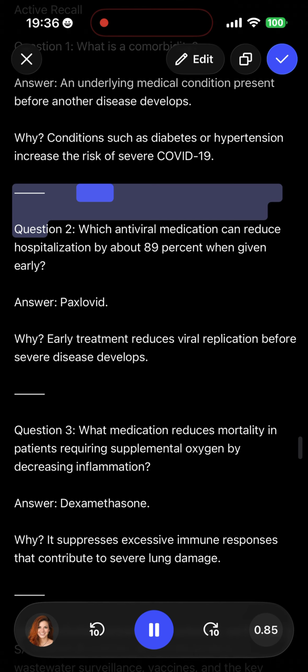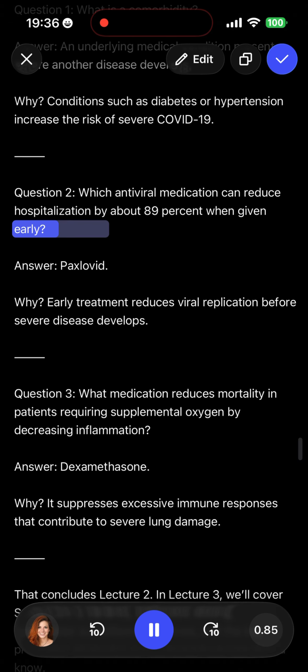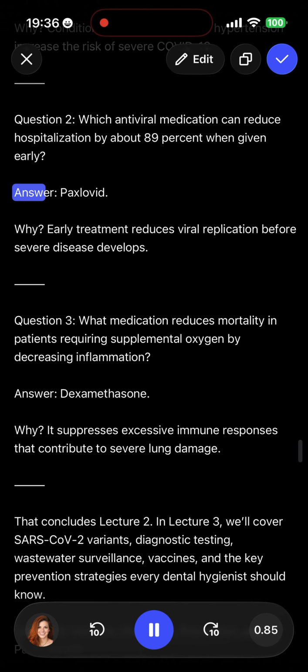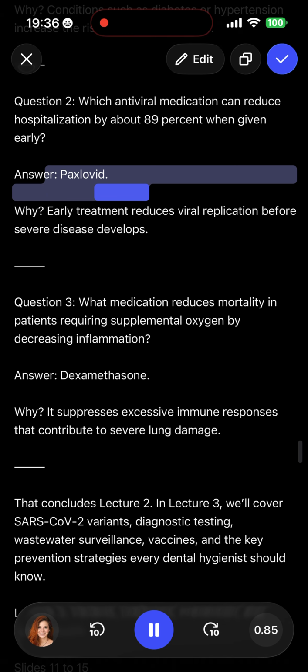Question 2. Which antiviral medication can reduce hospitalization by about 89% when given early? Answer: Paxlovid. Why? Early treatment reduces viral replication before severe disease develops.